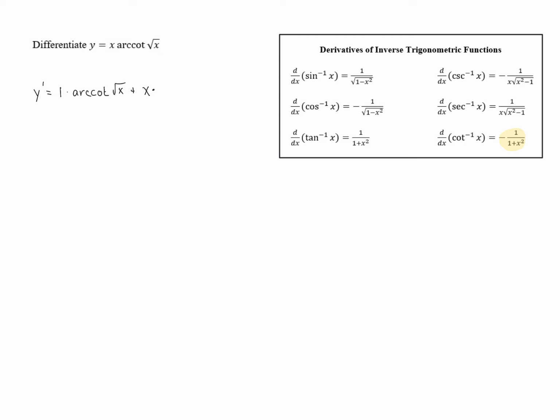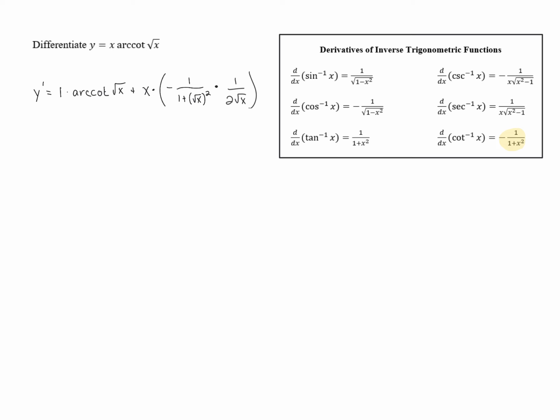So the derivative of arc cotangent of u is going to be negative 1 over 1 plus u squared. So this is going to be negative 1 over 1 plus u squared. So it's going to be root x squared. And then times the derivative of the inner function. The derivative of root x is 1 over 2 root x.